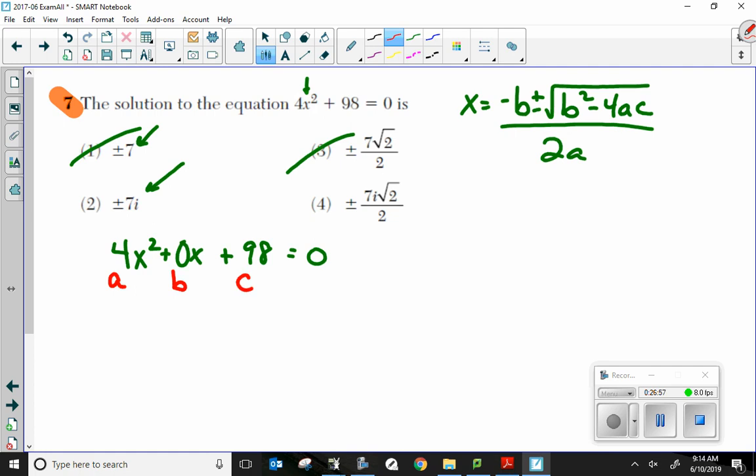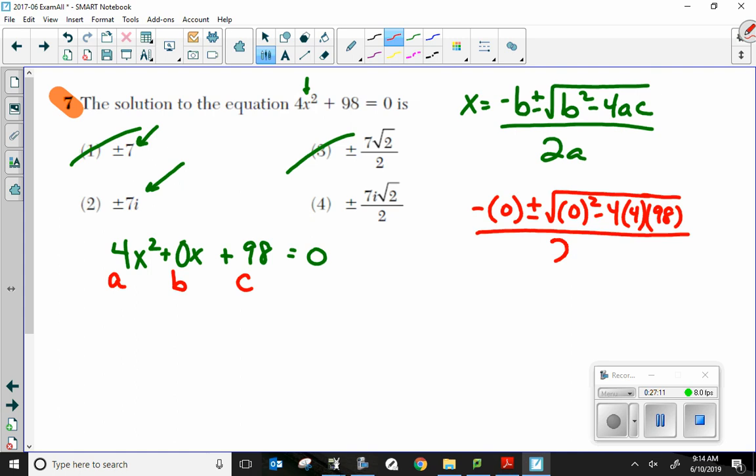All right, so I'm going to negate b, which happens to be 0, plus or minus the square root of b, which happens to be 0, squared minus 4 times a, which is 4, times c, which is 98, all over 2 times a. Let's clean this up, shall we? 0 goes bye-bye, so I have plus or minus.